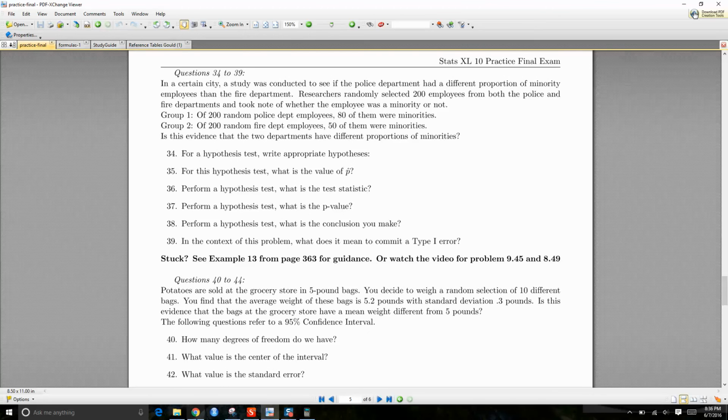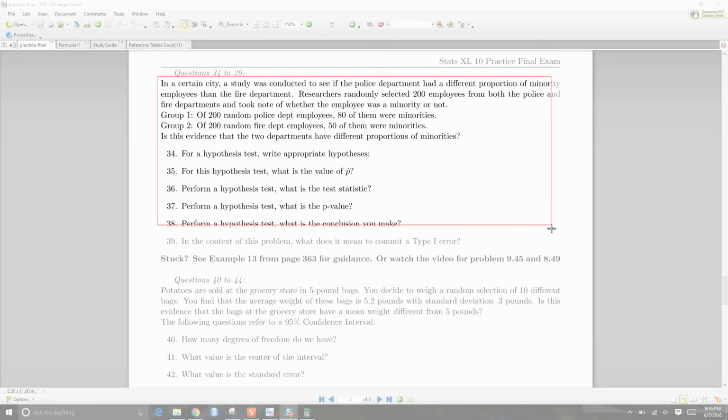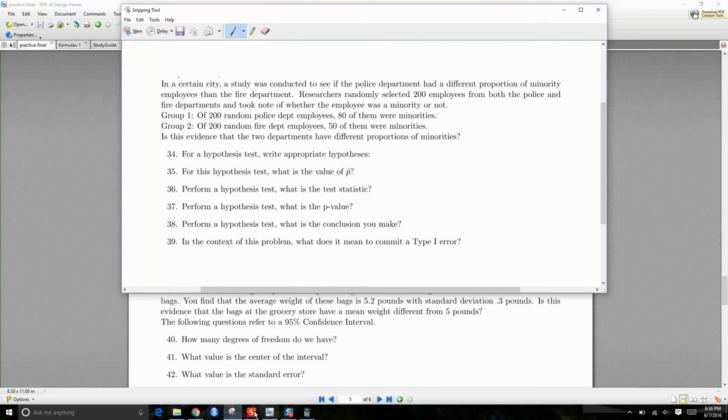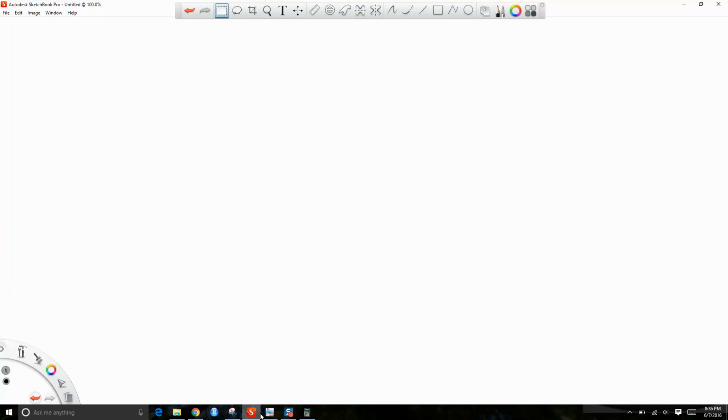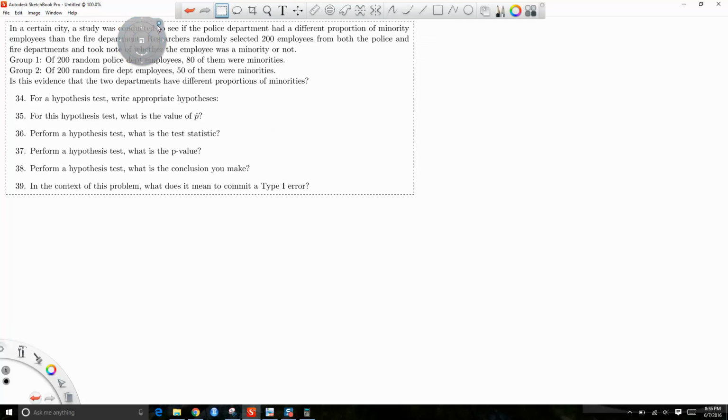34 through 39. In a certain city, a study was conducted to see if the police department and fire department had a different proportion of minority employees. They randomly select 200 employees from both the police and fire departments and took note of whether or not they were a minority. So we have proportions and we have 2 samples.